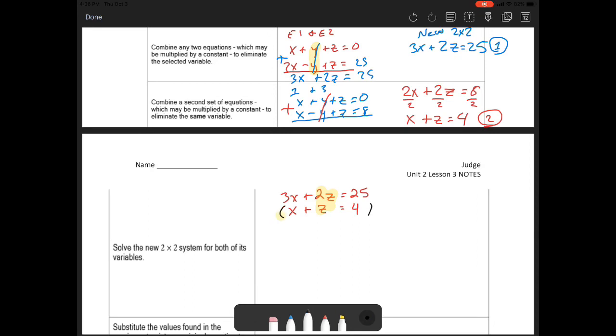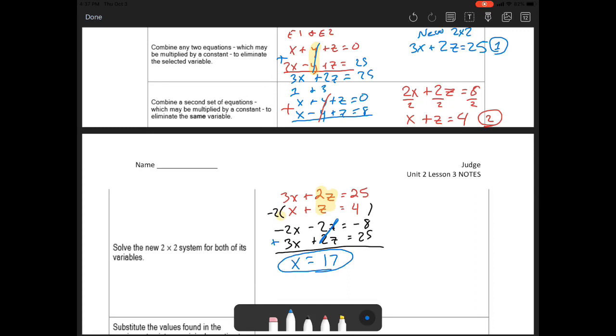So I'm going to multiply this bottom equation by -2. So I'm going to end up with -2x minus 2z equals -8. And then I have my 3x plus 2z equals 25. So now I'm going to do the elimination. I'm going to add. So those two are going to cancel in the middle, and I'm going to end up with x equals 17. And that's one variable.